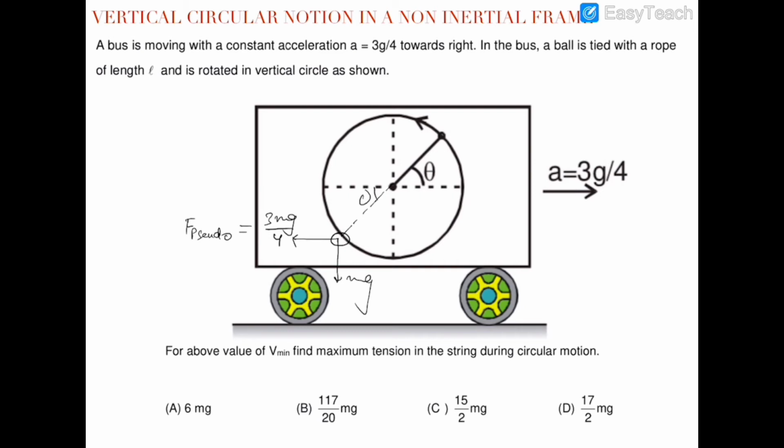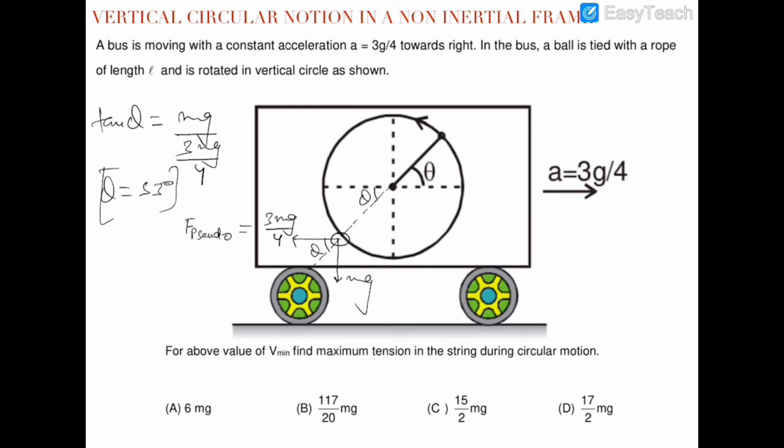So if this angle is theta, which is already given to us, then this is also theta. So tan theta will be equal to mg upon 3mg upon 4. So theta will be equal to 53 degrees. You can see that tan theta is equal to 4 upon 3. So this position will be the position of equilibrium, and we have to find out the maximum tension in the case when the ball is already being projected.